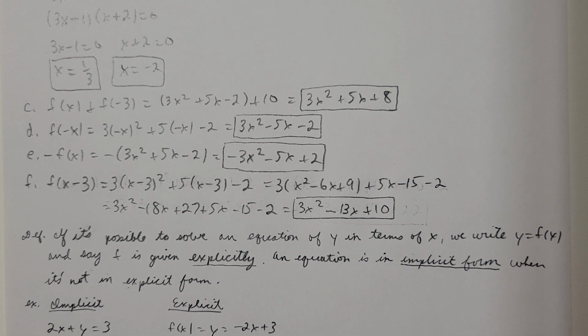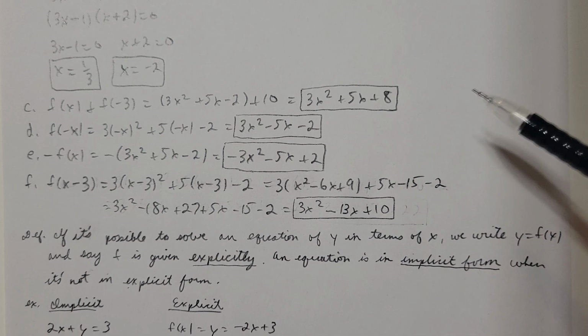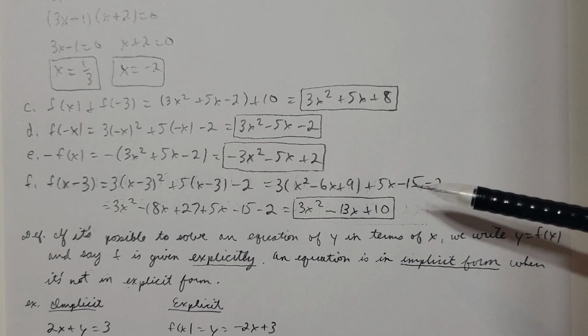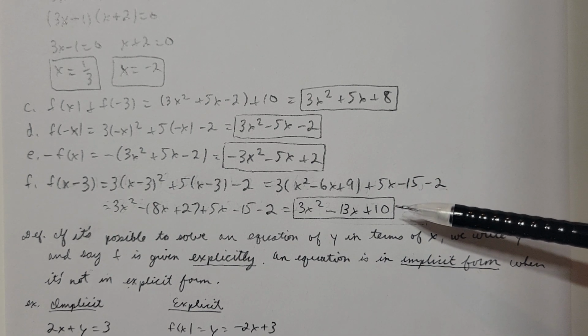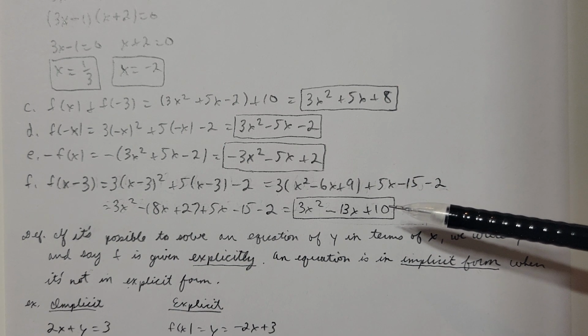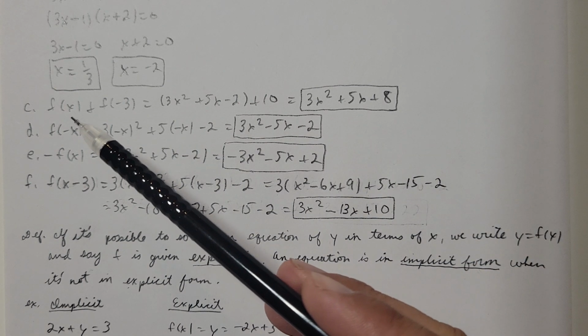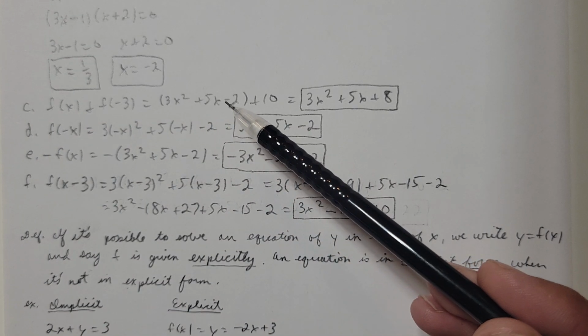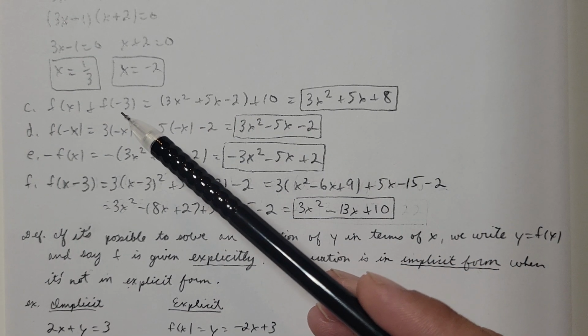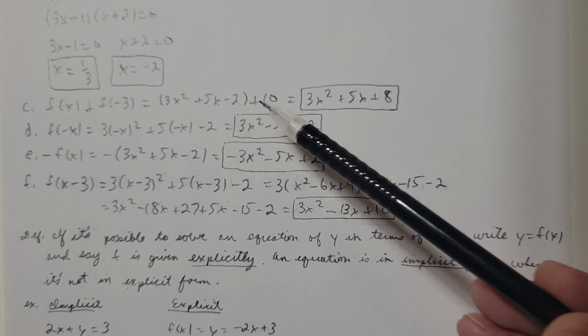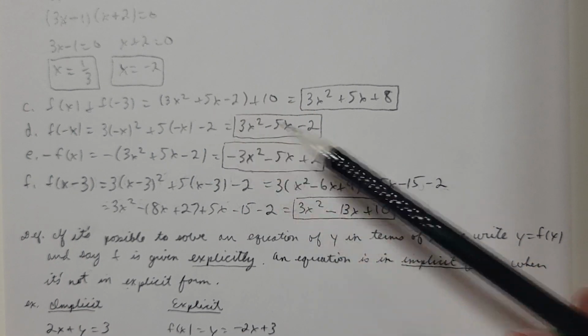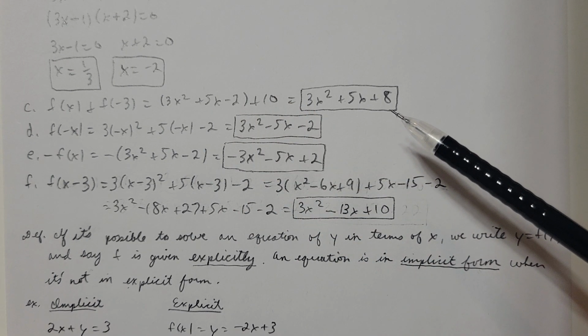Now, something else to mention. Notice how our answers from parts C and F are different. That shouldn't surprise us because we're asked to do two different things in part C and F. Right? In part C, we're saying take the function 3x squared plus 5x minus 2 and then add f of negative 3. f of negative 3 was 10. So just add 10 to the function. Okay, we did that.